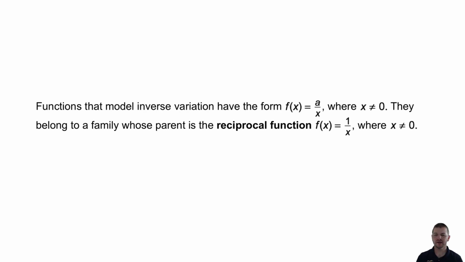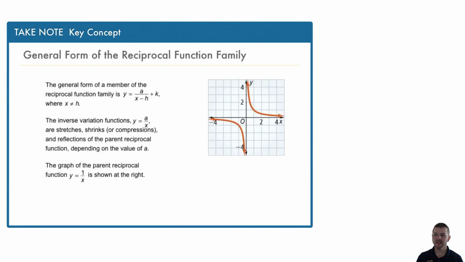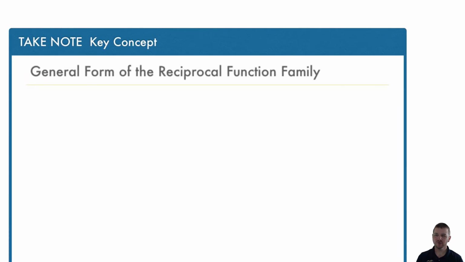Functions that model inverse variation have the form f of x equals a over x, where x does not equal 0. They belong to a family whose parent is the reciprocal function, f of x equals 1 over x, again where x does not equal 0. Take note, key concept. General form of the reciprocal function family.